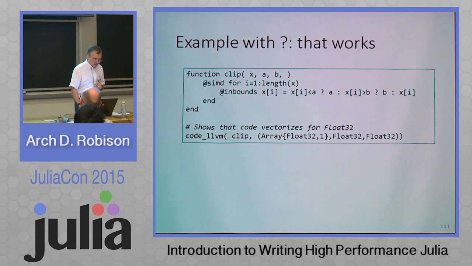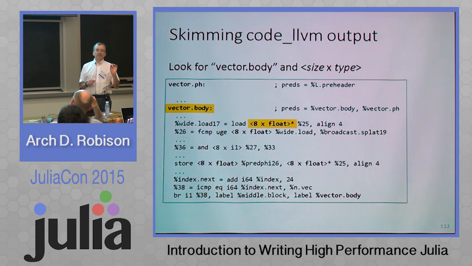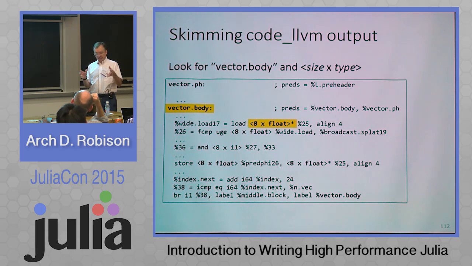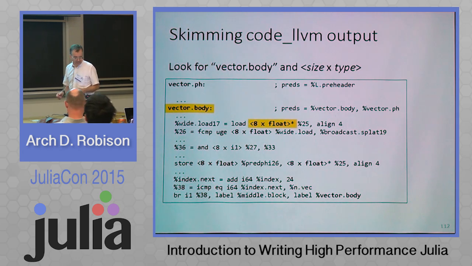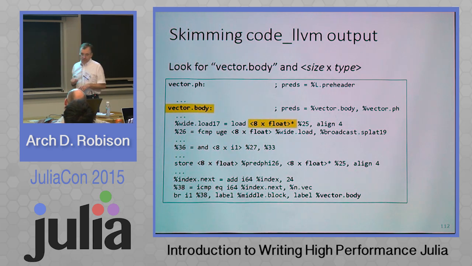And the way to check where vectorization has actually occurred: use code_llvm and you'll see gobs of code. Don't panic. All you do is look for a label called vector.body. If the vectorizer struck, you'll see vector.body in the loop. The other thing to look for is 8 x float, which is LLVM's terminology for a tuple of 8 floats. If you see 8 x float or 4 x float, or in the next generation Intel processor 16 x float, it's a sign it's been vectorized. The key is that vector.body is the mark. You also see vector.ph, and I think there's a vector.middle. There are lots of labels, vector.something.